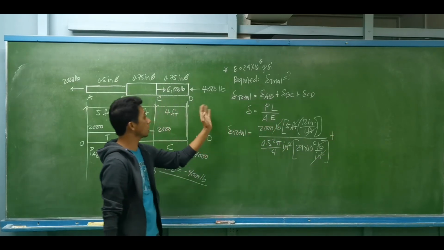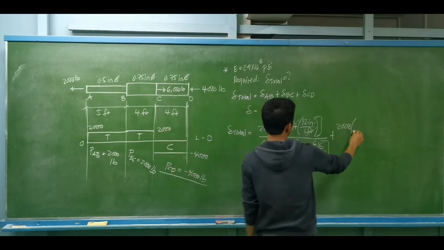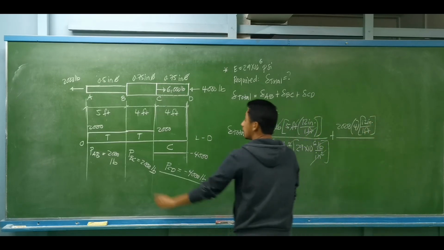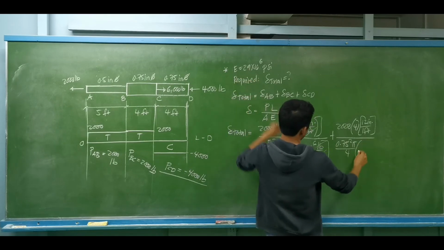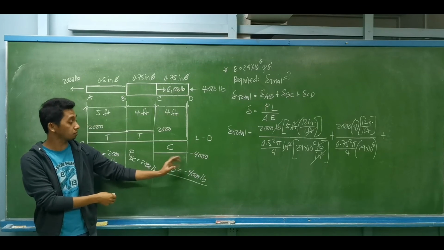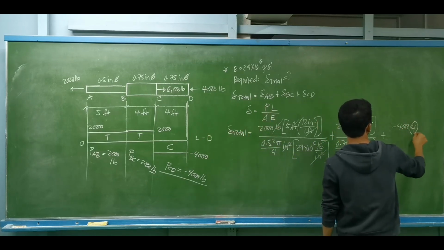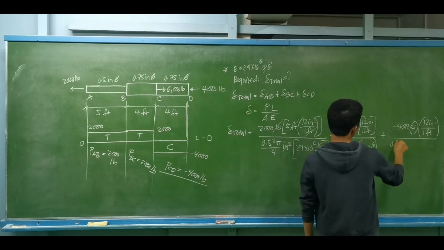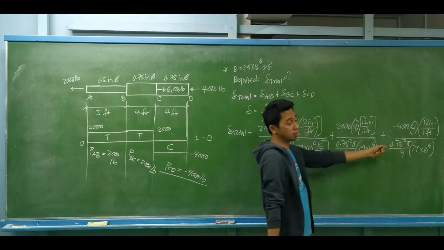We do the same for segment BC. For segment BC, the axial force is 2,000 pounds. The length of segment BC is 4 feet, multiplied by 12 inches per 1 foot. This is divided by the area this time. We have a diameter of 0.75, so 0.75 squared times pi divided by 4. Then multiplied by the modulus of elasticity, 29 times 10 raised to 6. Then plus our last segment, the only segment under compression. The axial force is negative 4,000 multiplied by the length, 4 feet, multiplied by 12 inches per foot to be in inches, divided by the same area, 0.75 squared times pi divided by 4. Then the modulus of elasticity, 29 times 10 raised to 6.